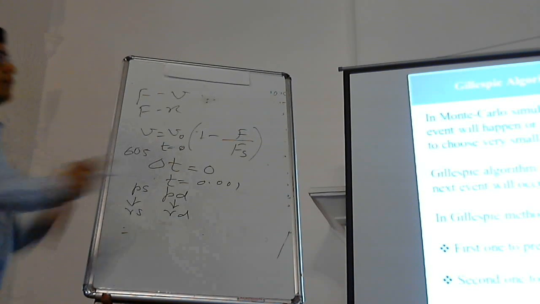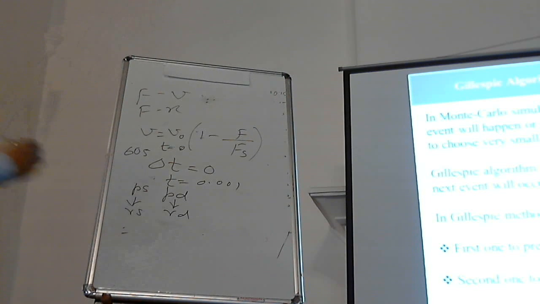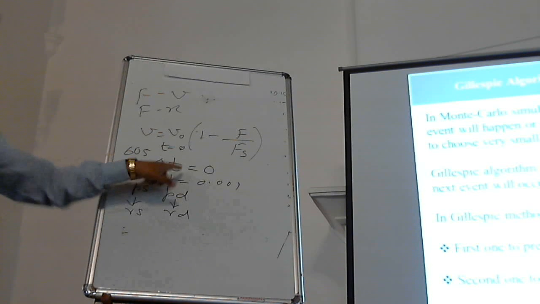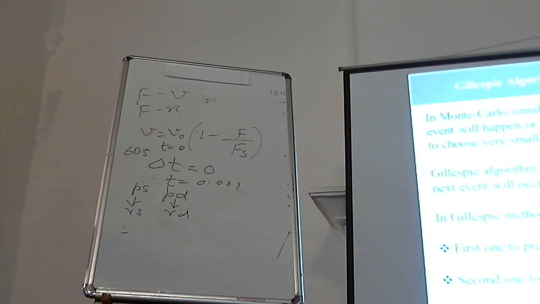Now the difference in the Gillespie algorithm is that I will try to find out after how much time a motor will step or detach. So I am not doing this at every time step. I am just trying to find out the time when a step event or a detachment event will happen. That will have two time points, so the time for stepping will be different than the time for dissociation.